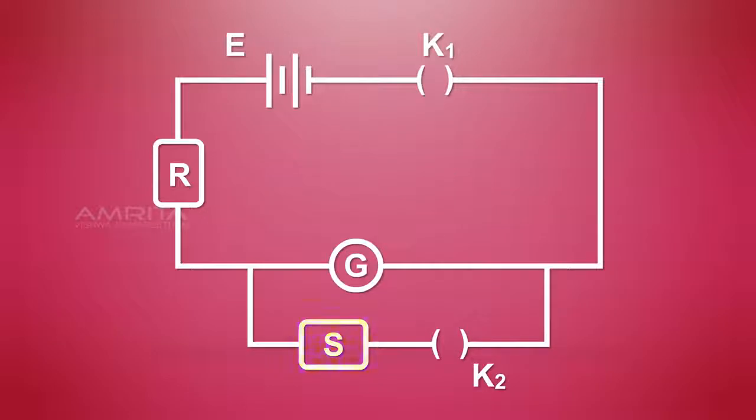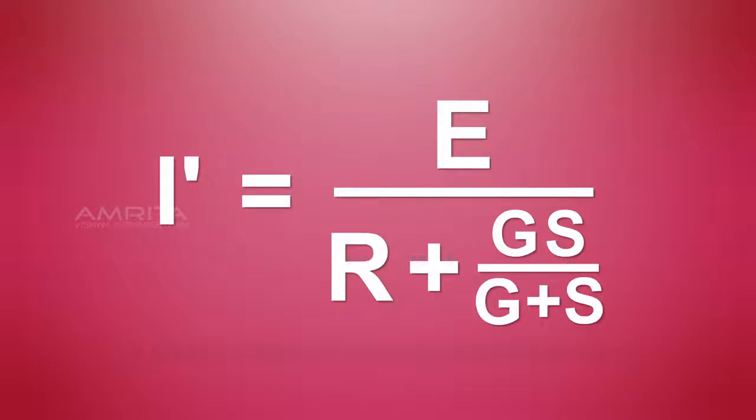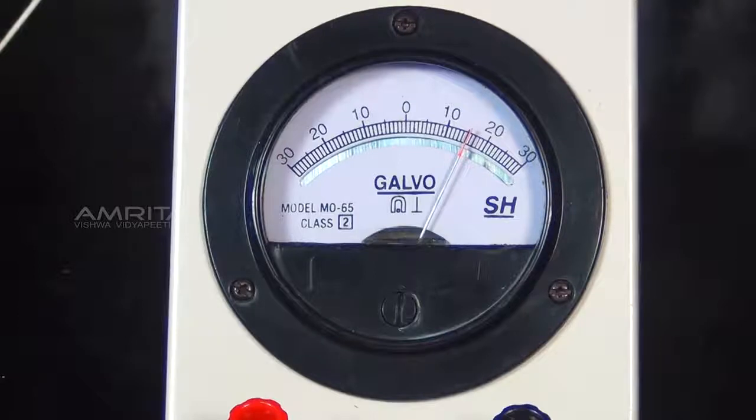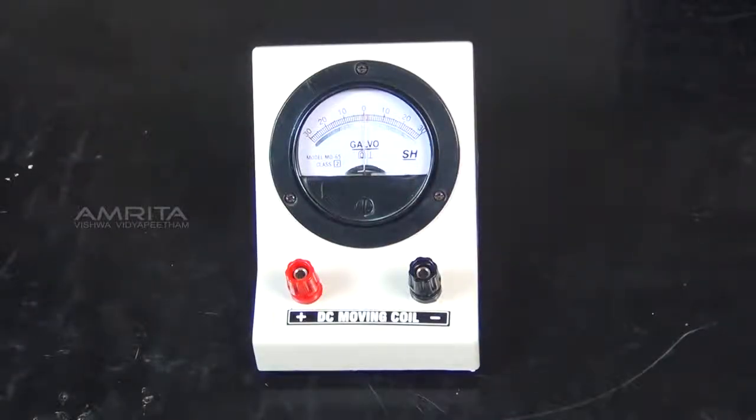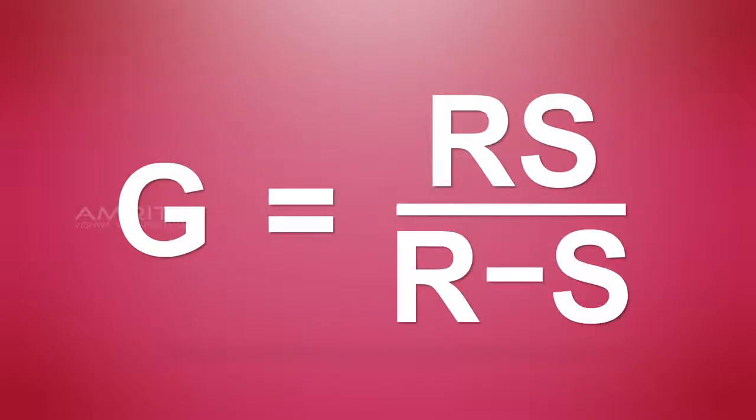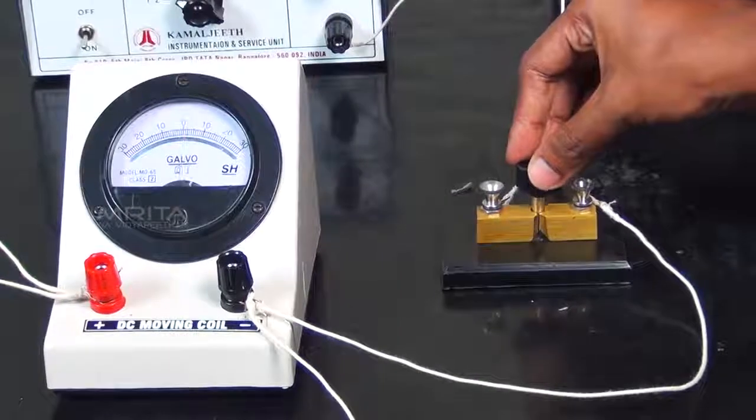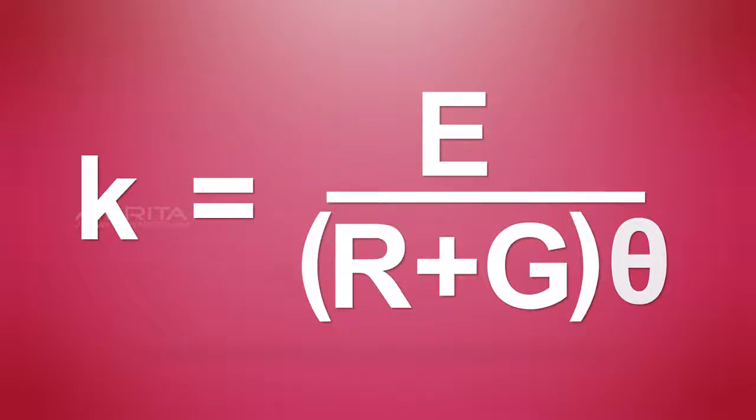When a shunt resistance S is introduced parallel to the galvanometer, the current flowing through the circuit is I prime, equal to E divided by R plus GS by G plus S. If S is adjusted so as to reduce the galvanometer deflection to half, I prime is equal to K into theta by 2. Then the resistance of the galvanometer can be calculated by using the relation G is equal to RS divided by R minus S. When current I produces a deflection theta in the galvanometer, then its figure of merit is calculated as K is equal to E divided by R plus G into theta.